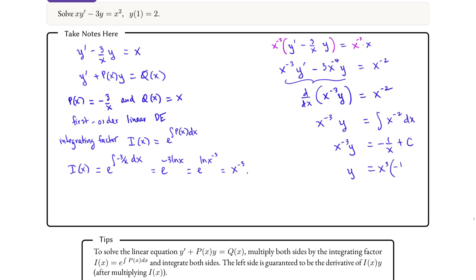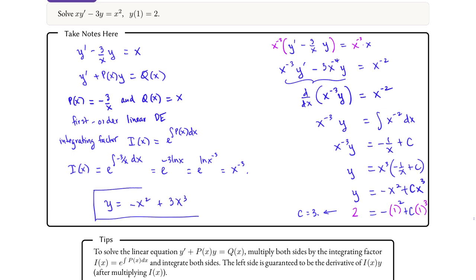Isolating y, we have x cubed times (-1/x + c), which is -x² + cx³. But with the initial condition, when x is 1 and y equals 2, we substitute and have c equals 3. So the particular solution is y = -x² + 3x³. And we can always check to make sure that we have the correct solution by differentiating y to get y' to see if it is in this form.